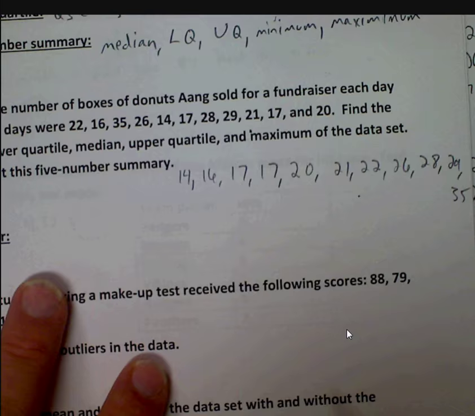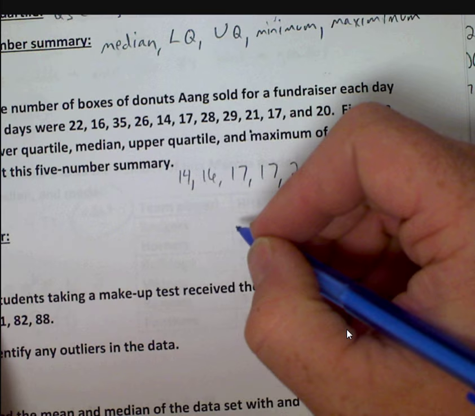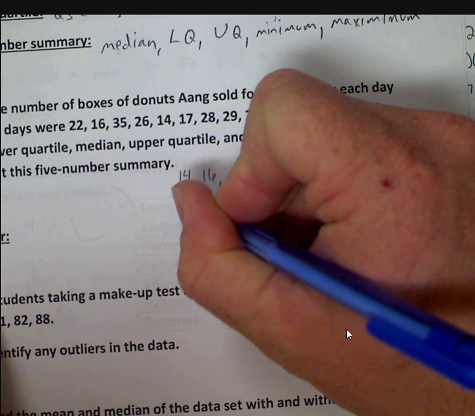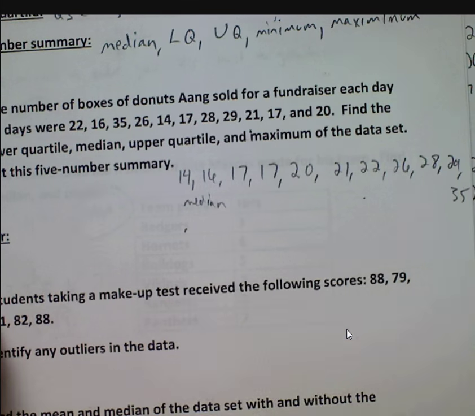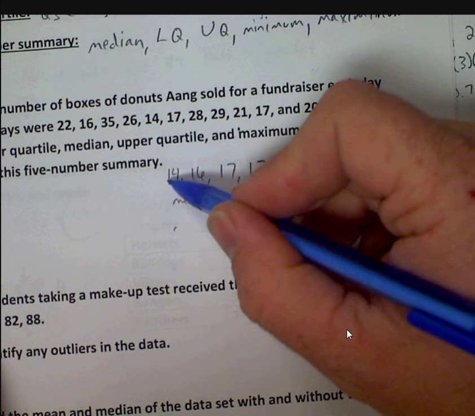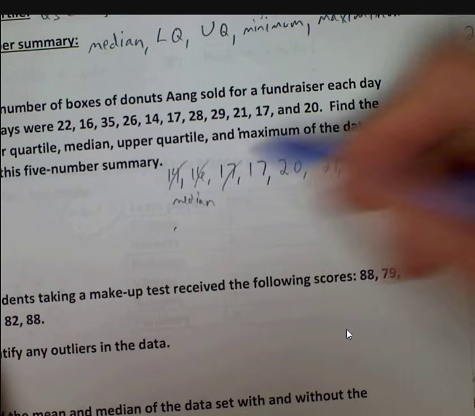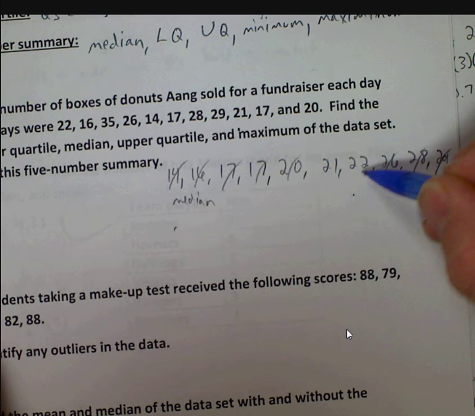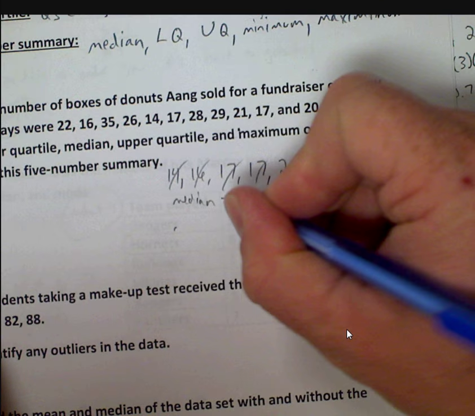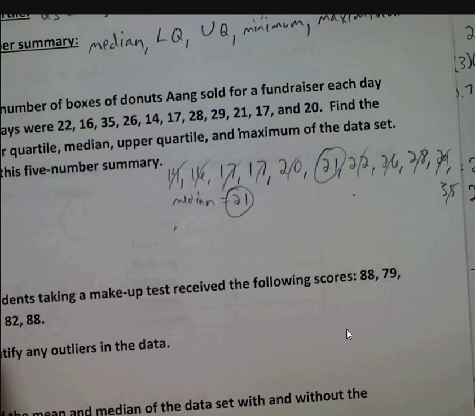So the first thing that we always do is we want to find the median. The median is the middle number. So the median would have to be small, big, small, big, small, big, small, big, small, big, middle. So 21 would be our median.